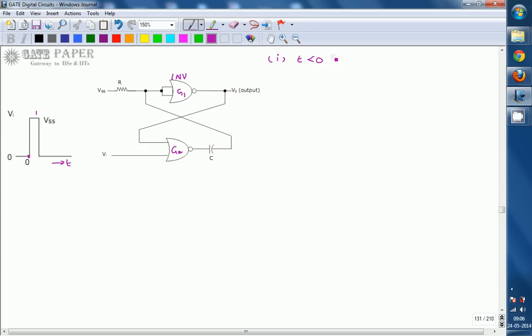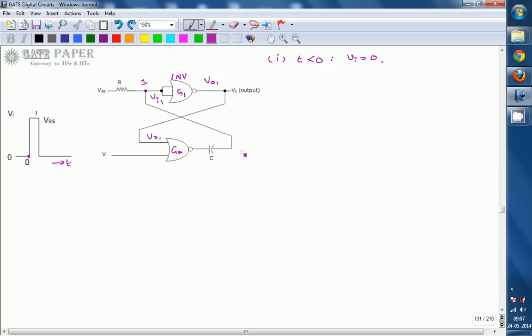So for t less than 0, no trigger pulse is applied. That implies Vi is equal to 0. Next, VR, the voltage across this resistor. For t less than 0, at that time the capacitor acts as an open circuit, so no current flows through it and no current flows into the NMOS inverter. So this point is going to be treated as 1. Let us assume this is Vi1 and this is V01, and this is V2I and this is V2O.